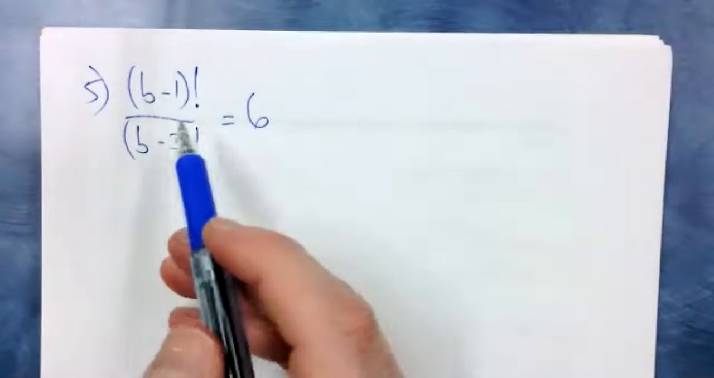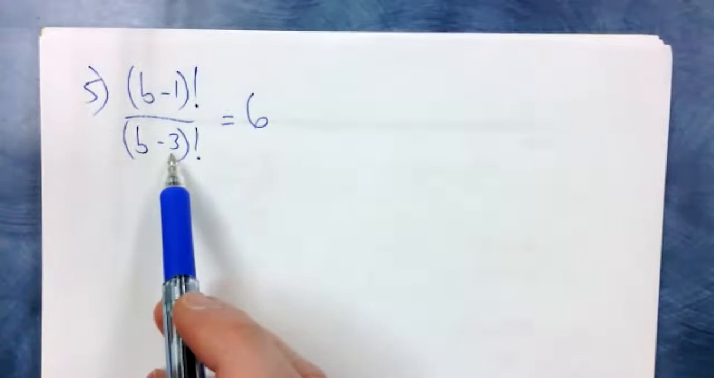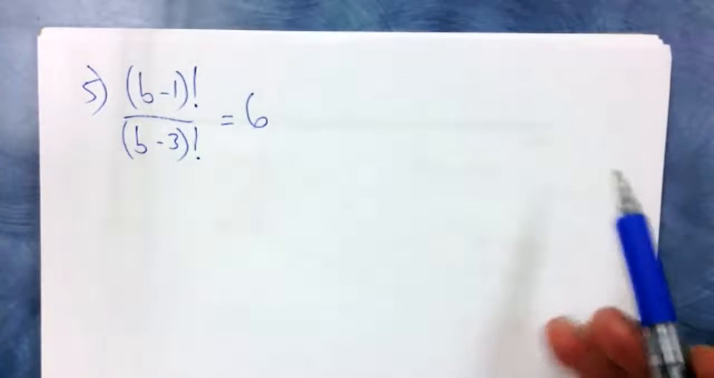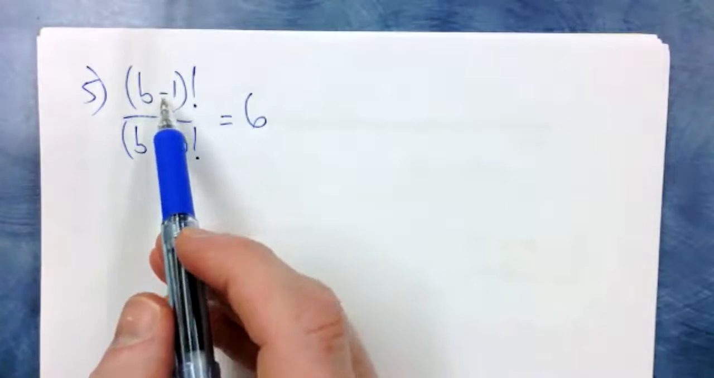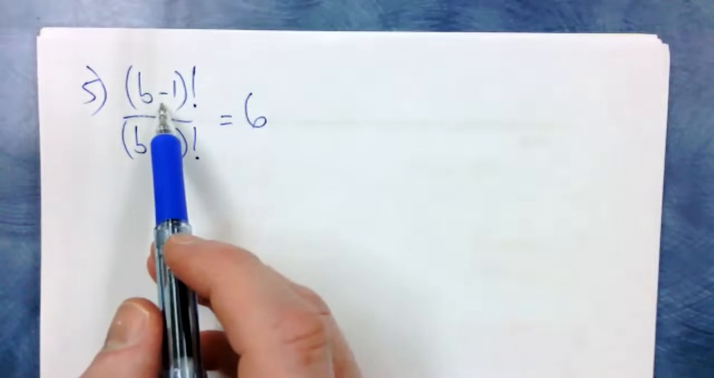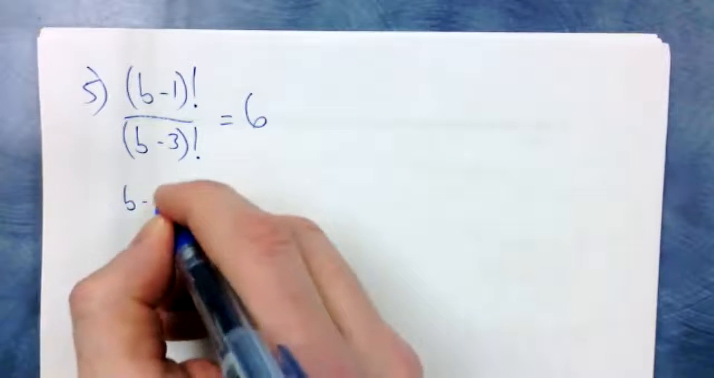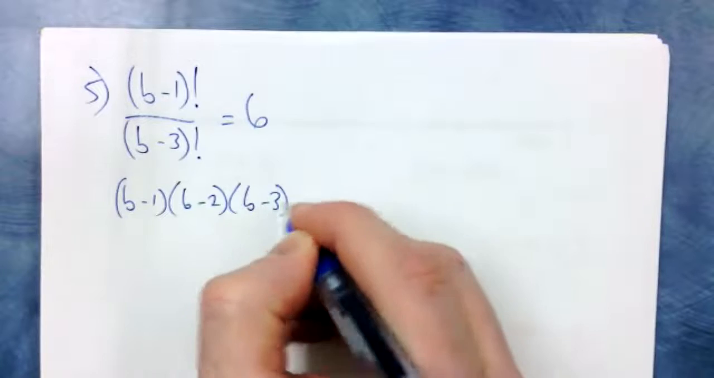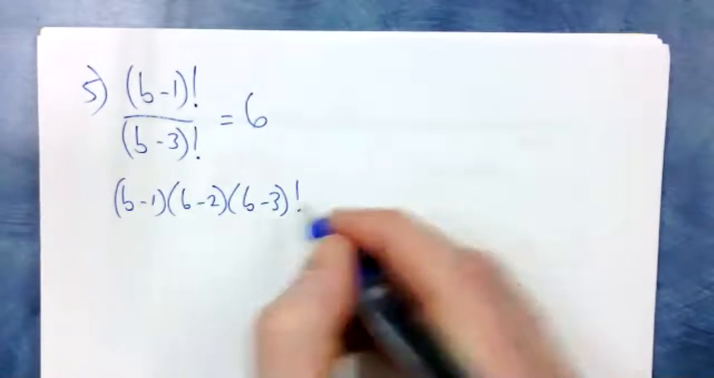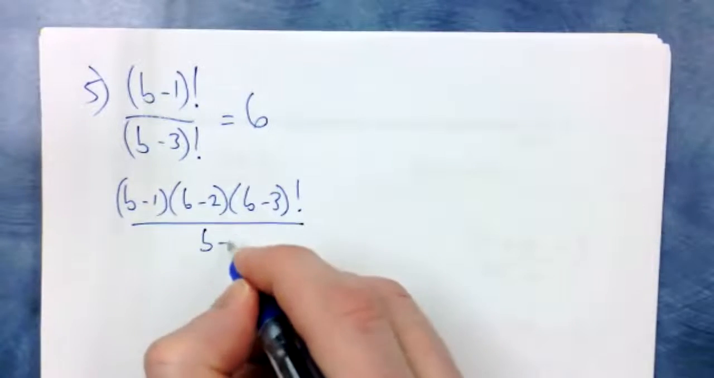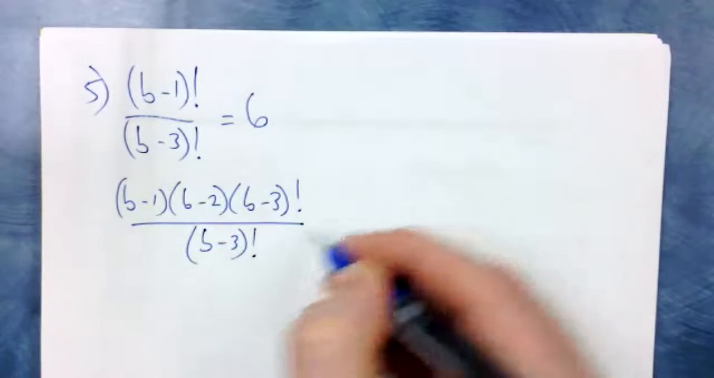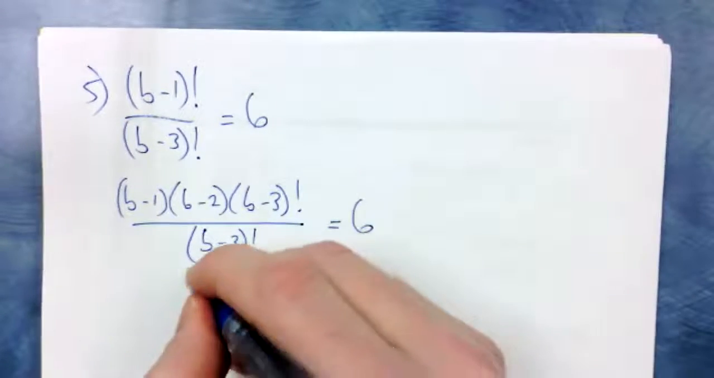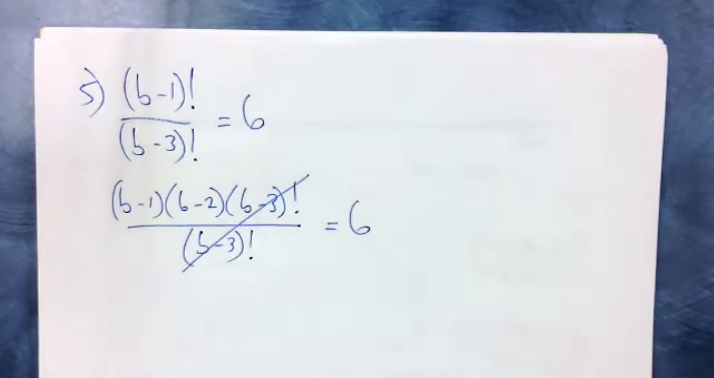Okay, so B minus 3 is further along down the line than B minus 1 is. So I'm going to expand B minus 1. So I'm going to do (B-1) times (B-2) times (B-3), and there we are, all over (B-3) factorial, brackets are very important, equals 6. Those cancel, and this becomes, we're solving for B, a kind of factoring question.